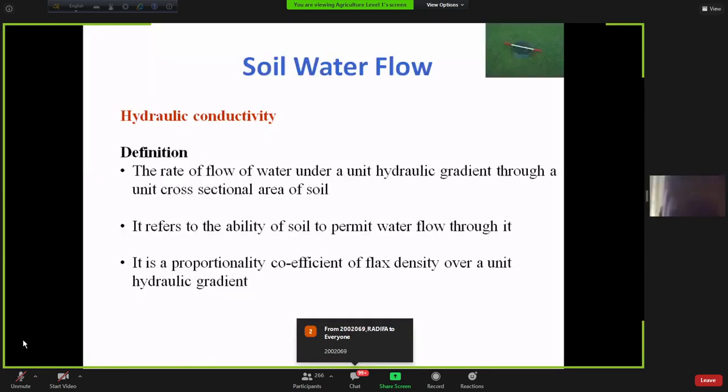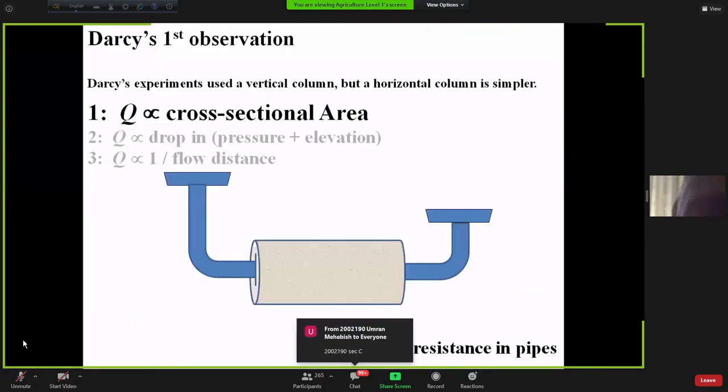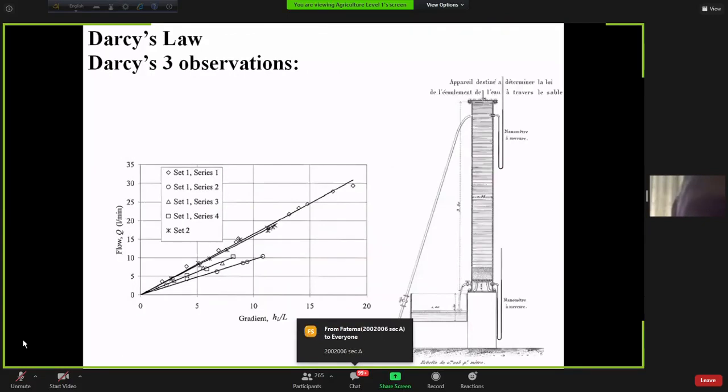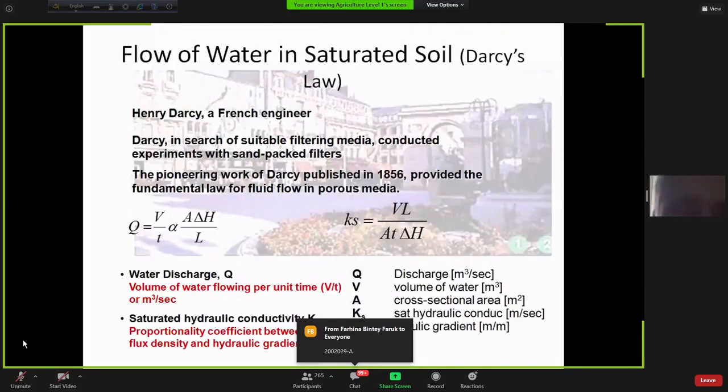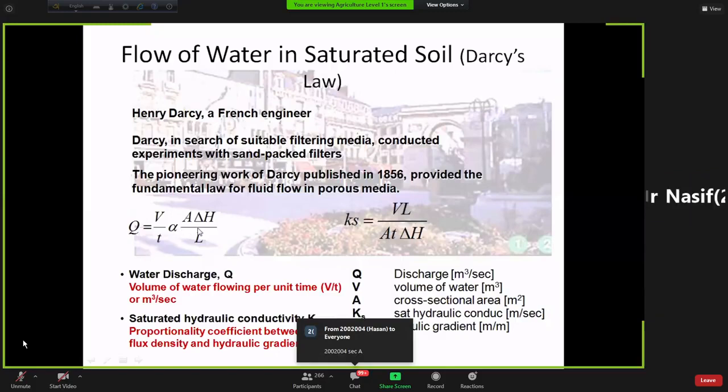Now, so what is then Darcy's law? From all these three observations, if we put all these three observations together, you will see a nice equation, what we call Darcy's law. So we know the Q is volume per unit time, which is proportional to the cross-sectional area and drop in head, and inversely related to the L. If you just put three observations together, you will find this equation. বুঝাইতে পারছি?